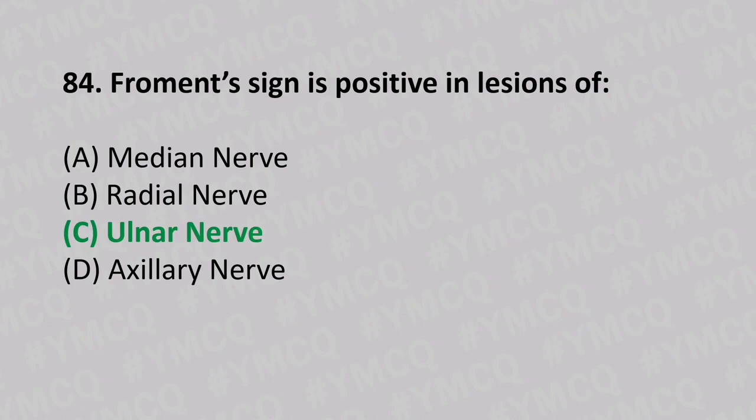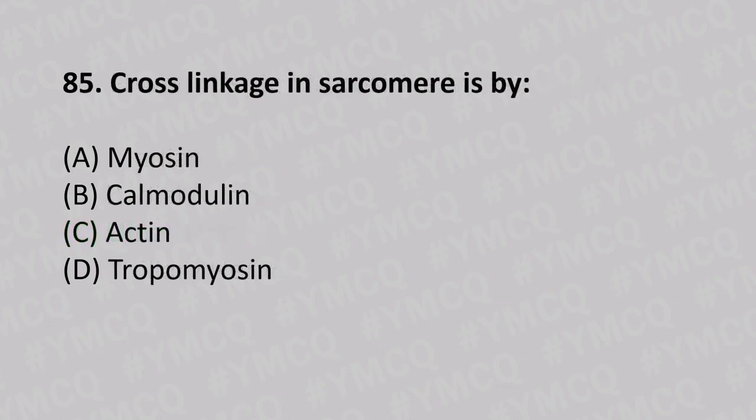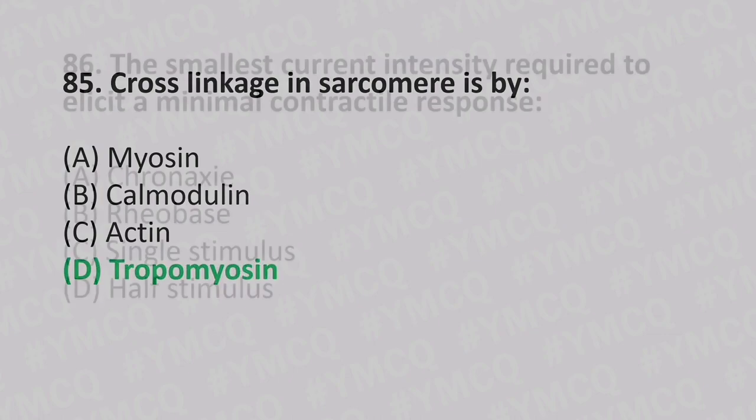Moving to our 85th question. Cross linkage in sarcomere is by: Option A, myosin; Option B, calmodulin; Option C, actin; Option D, tropomyosin. And the answer is Option D, tropomyosin.